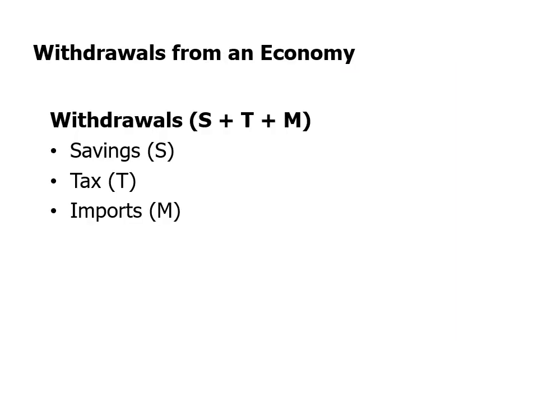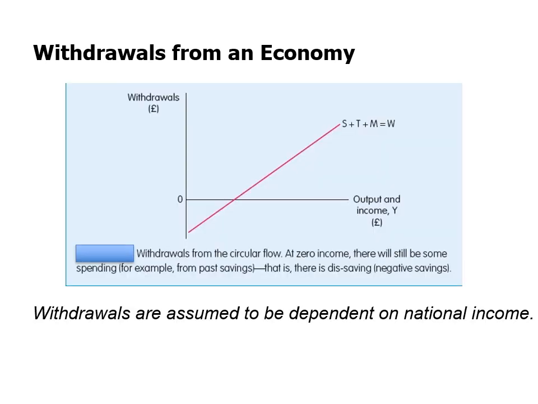How about withdrawals from the economy? Withdrawals from the economy are not autonomous, all right? So savings, for instance, tax, imports, these all depend on how much we earn. You can't save if you haven't earned. You can't tax somebody who hasn't earned. You can't import and pay for your imports if you haven't earned. So withdrawals are assumed to be dependent on national income.